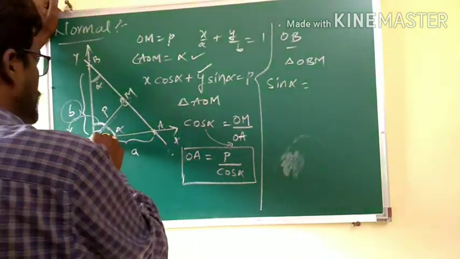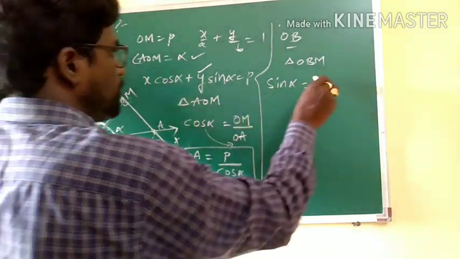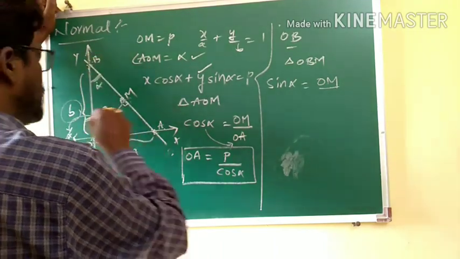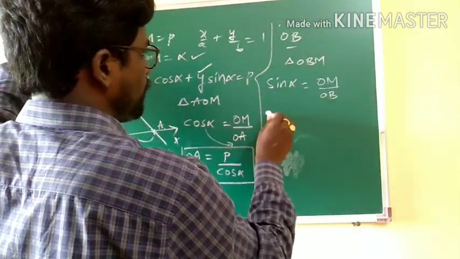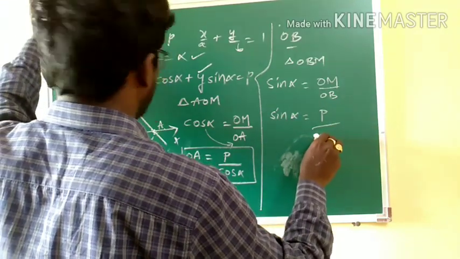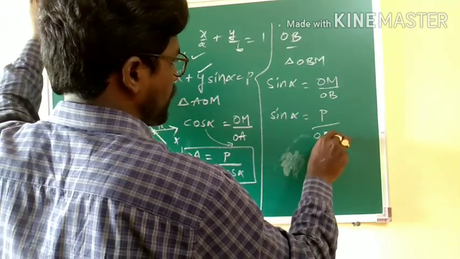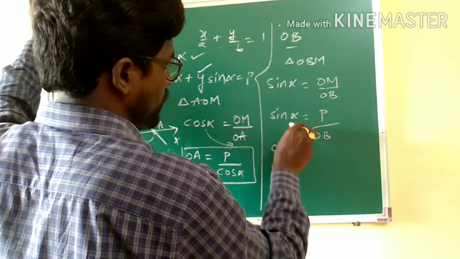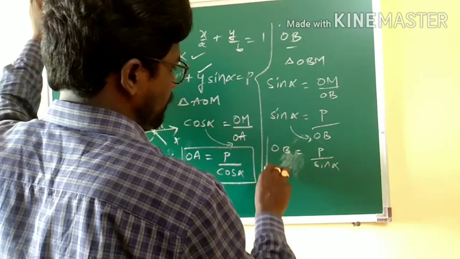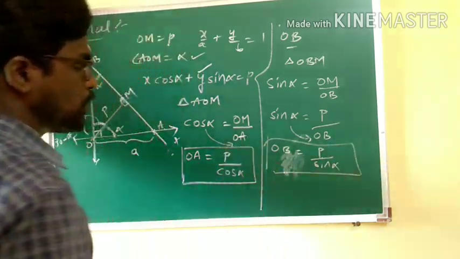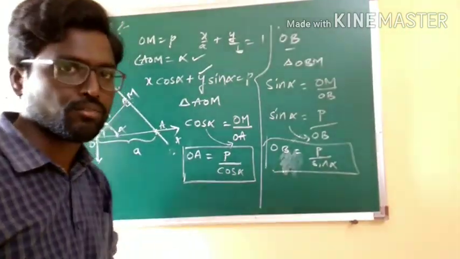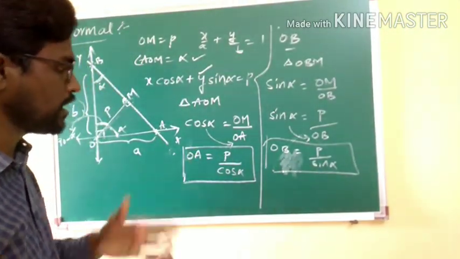Sin alpha is opposite to alpha, which is OM, by hypotenuse, which is this particular length OB. Therefore, sin alpha is equal to OM, which is P, again by OB. What is our requirement? OB is our requirement. So transposing to the other side, I get OB is equal to P by sin alpha, and OA is equal to P by cos alpha.